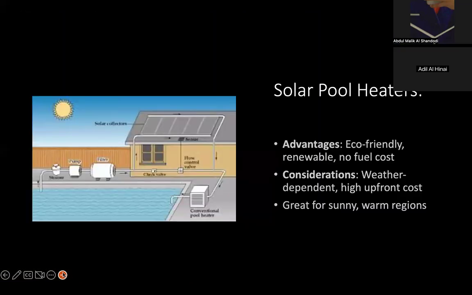Solar pool heaters: a solar collector absorbs solar energy to transfer the heat to pool water. This system includes solar panels, control valves, and pumps. It's best for regions with abundant sunlight. Its advantages are low operational cost, being environmentally friendly, and a reduced carbon footprint. The disadvantages are high initial cost, space requirements for panels, and being weather dependent.